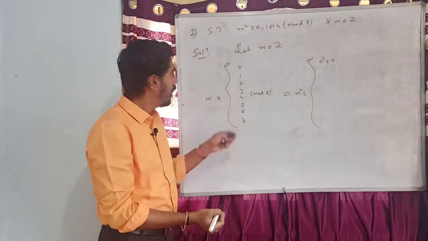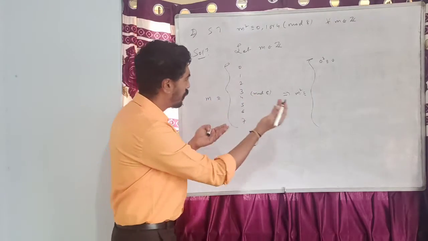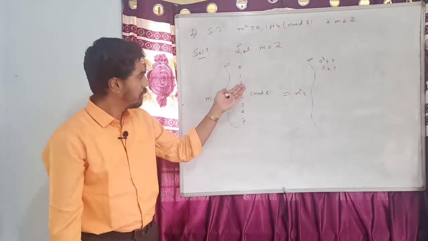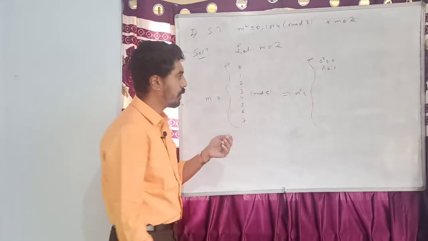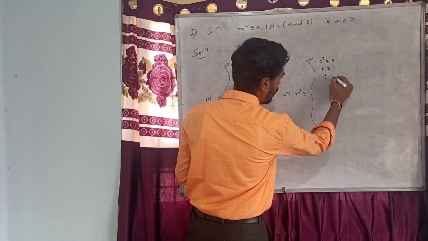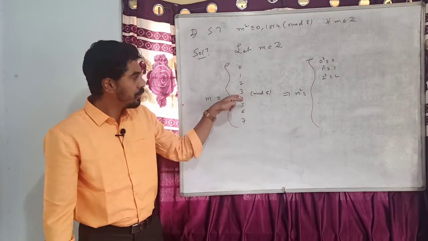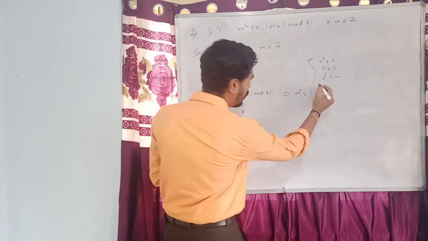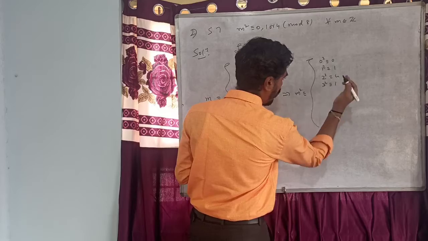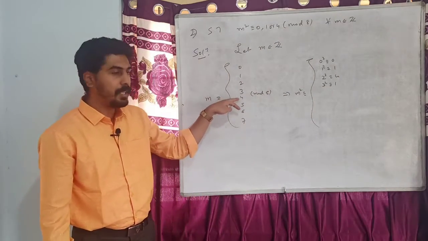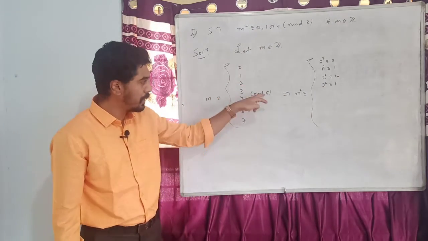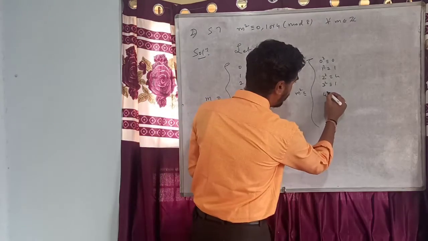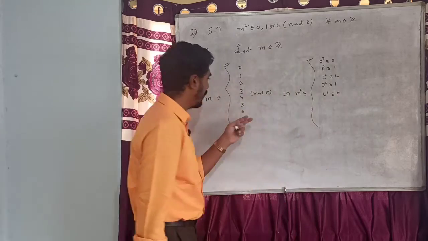0 modulo 8, 1 square, which is 1, which is congruent to 1 modulo 8, 2 square is 4, therefore 2 square is congruent to 4 modulo 8, 3 square, which is 9, when I divide 9 by 8, I get the remainder as 1, therefore 3 square is congruent to 1 modulo 8. Similarly, if I consider 4 square, which is 16, is a multiple of 8, therefore 4 square is congruent to 0 modulo 8.